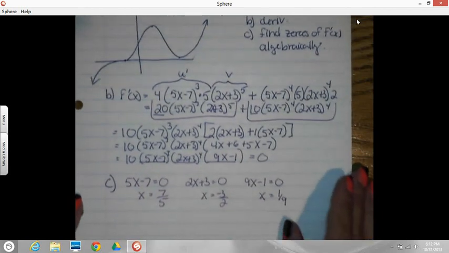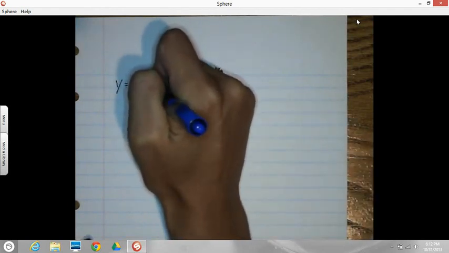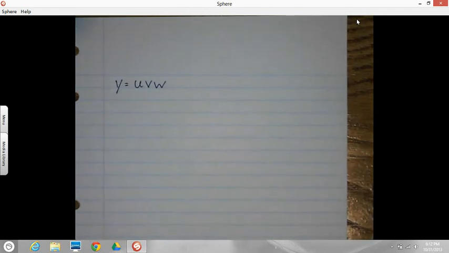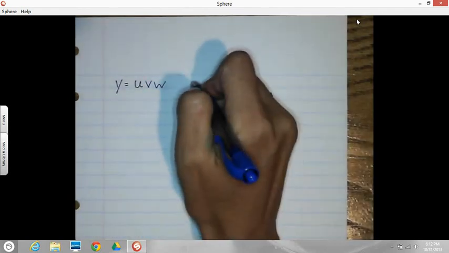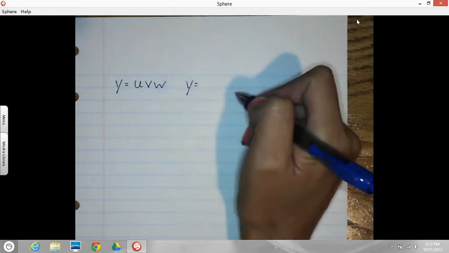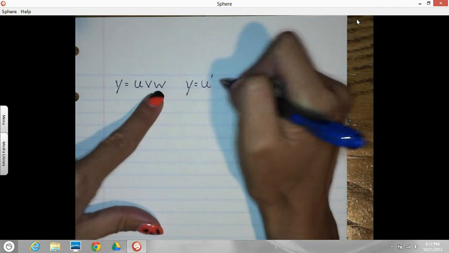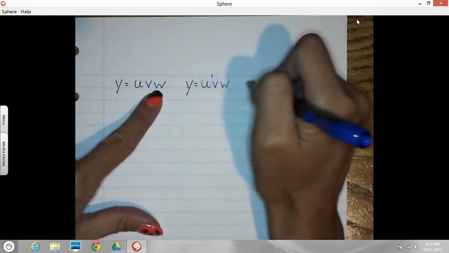We can use this product rule in other situations besides just an x term times an x term. It's possible that you could have 3 x terms multiplied out. You'd have a u times a v times a w. Well, it's still a product rule, and the way the product rule works with 3 terms is you take the derivative of the first one and multiply by the other 2 just as they are.